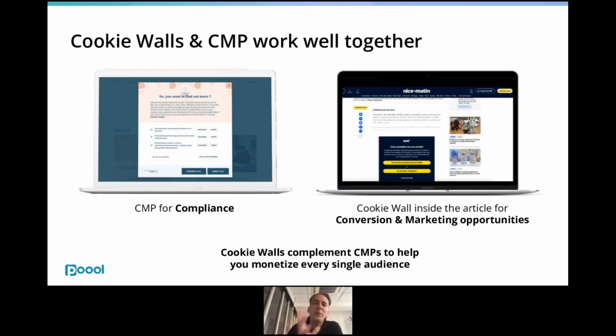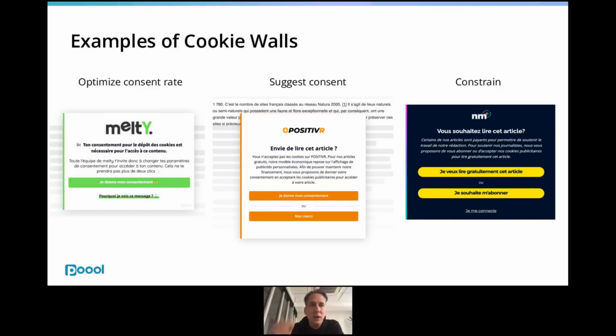What we do is to complement what you do with your CMP and maximize the consent rates. We do not replace a CMP, right? And you should not replace a CMP. CMP is core to what you do, compliance and maybe preference marketing. So let me show you some examples.